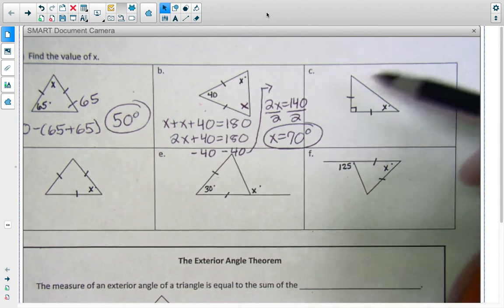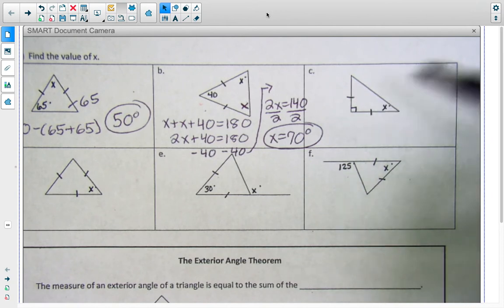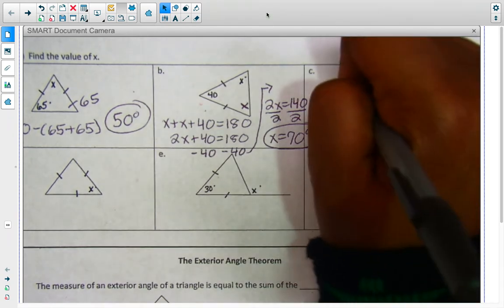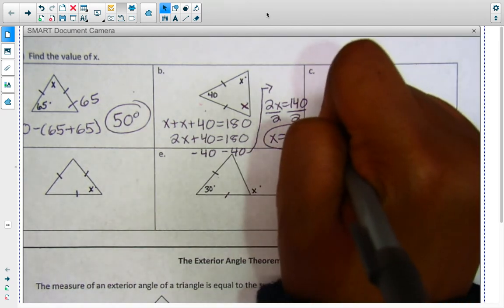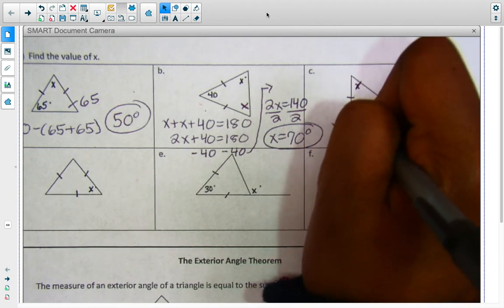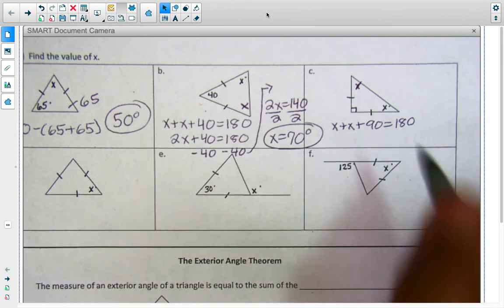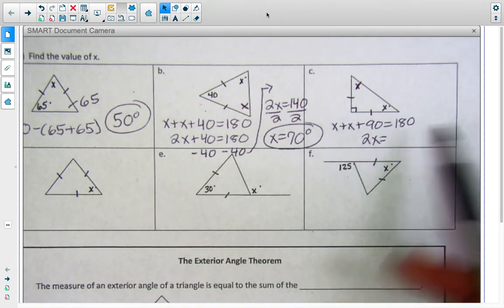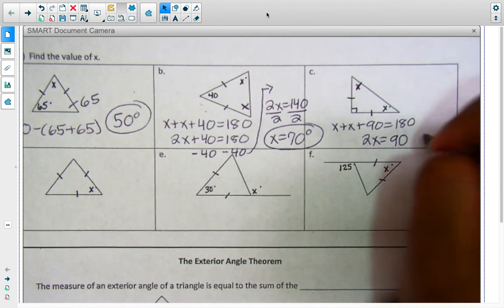C, I know that this is 90 degrees. These two tick marks mean that those two sides are equivalent and it's an isosceles triangle. So opposite of this is going to be x, because opposite of this is going to be x. Now this problem looks like the previous one we did. We're going to add my two x's together. So this is going to give me 2x. We're going to subtract 90 from both sides so that we get 90. And 90 divided by 2 is 45.